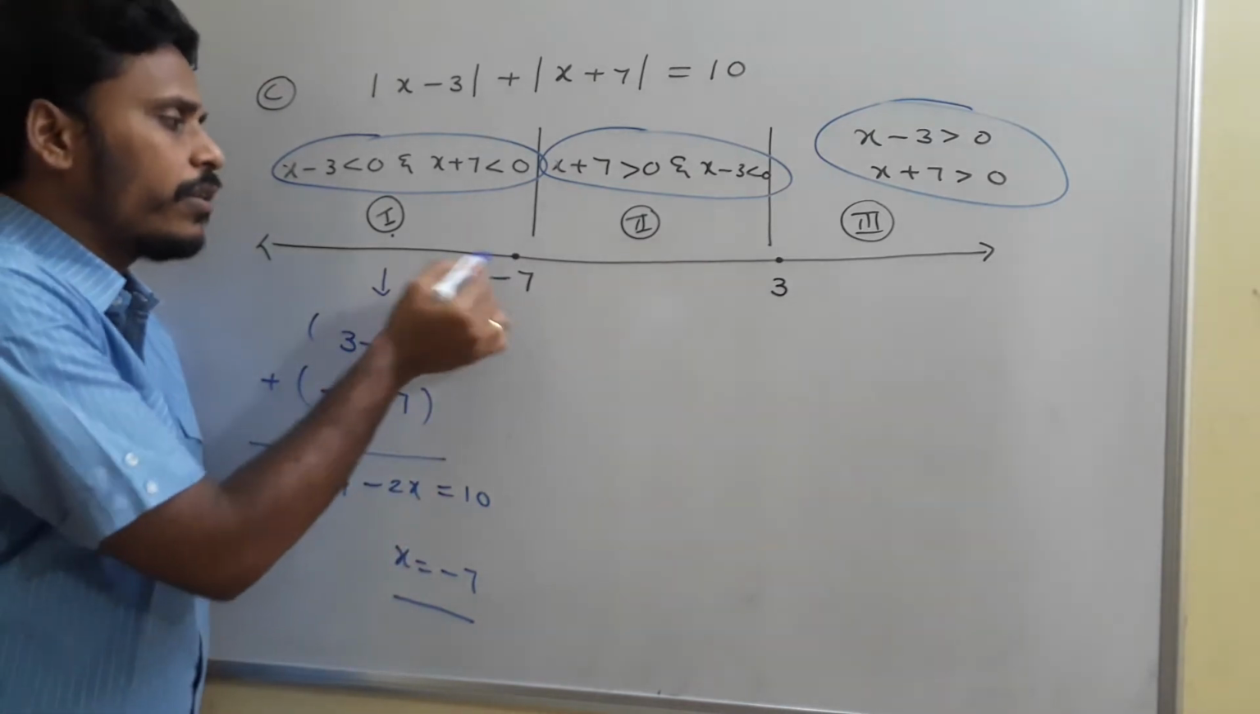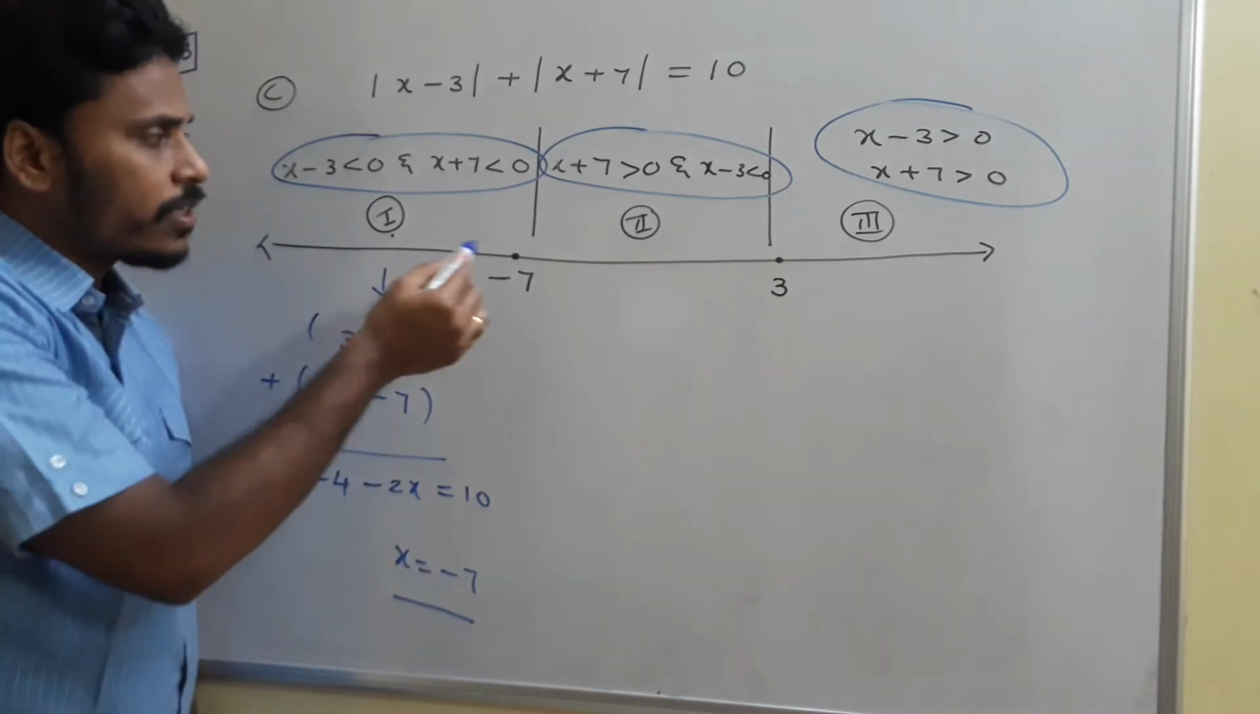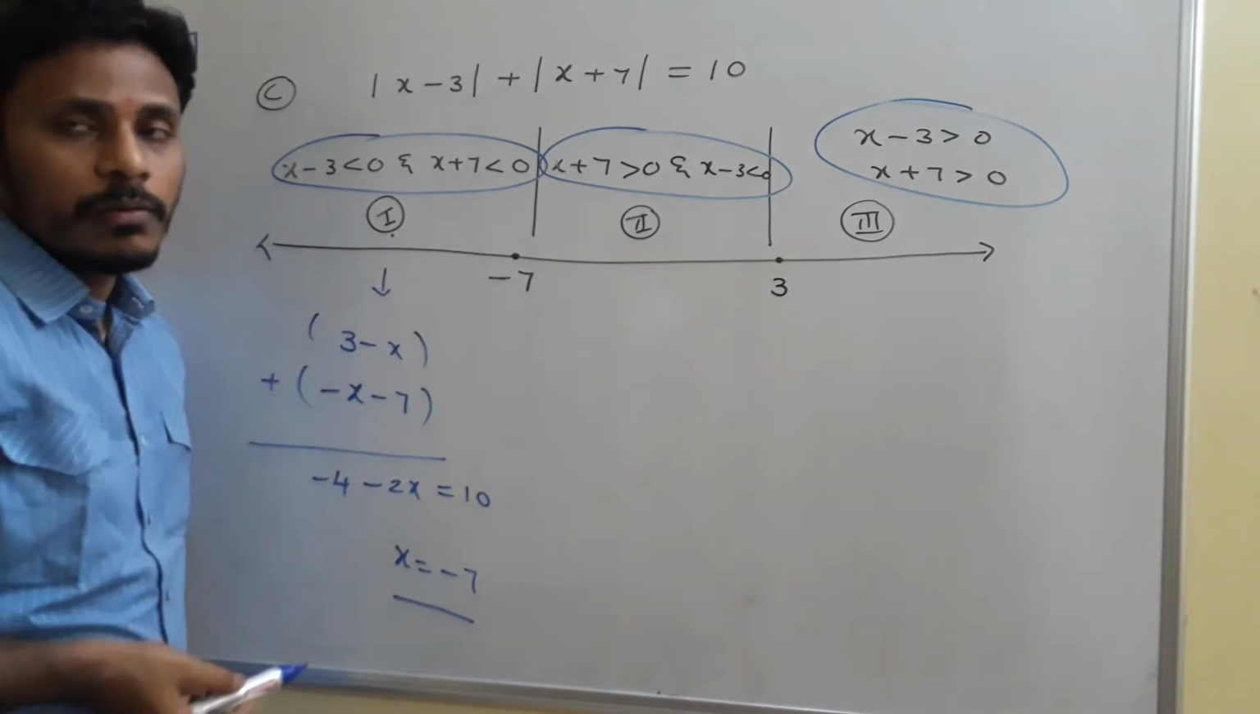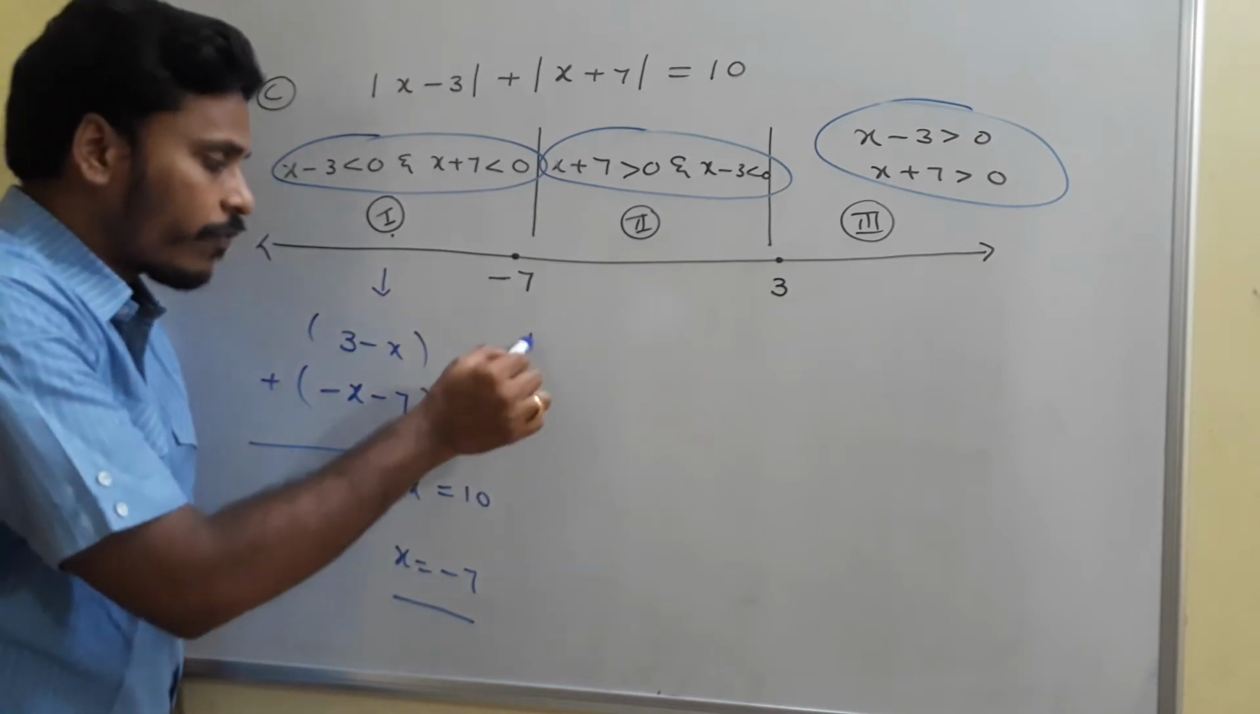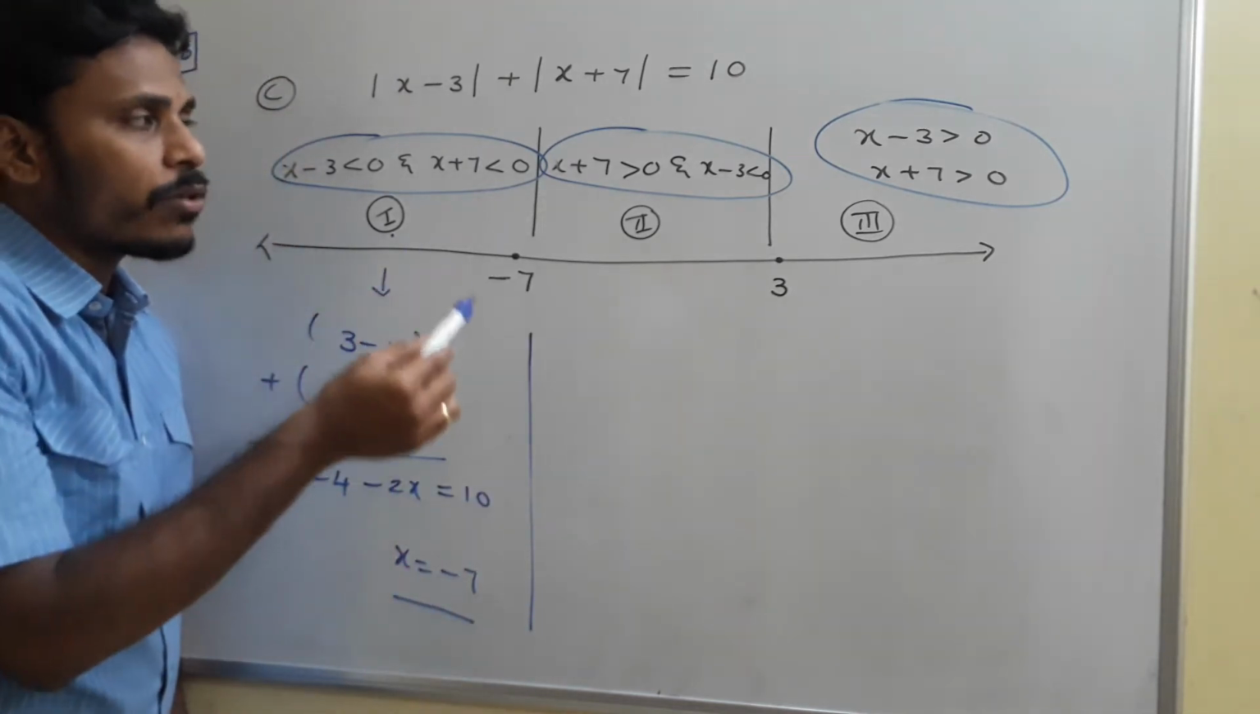So minus 7 may be in this region, right? Minus 7 is the boundary actually, so you need to consider minus 7 as a solution, no problem. The first case is completed. Then think about the second case.